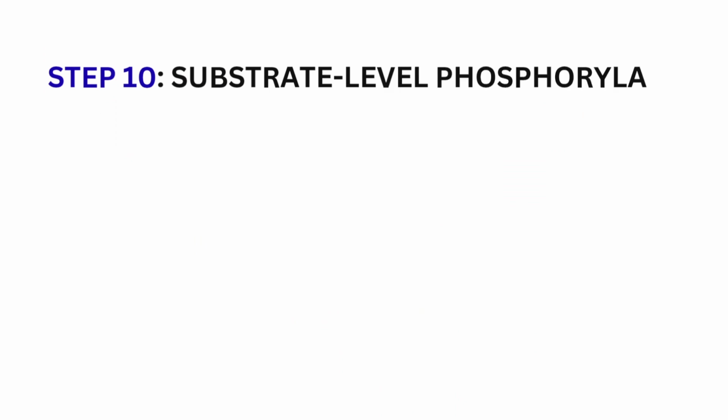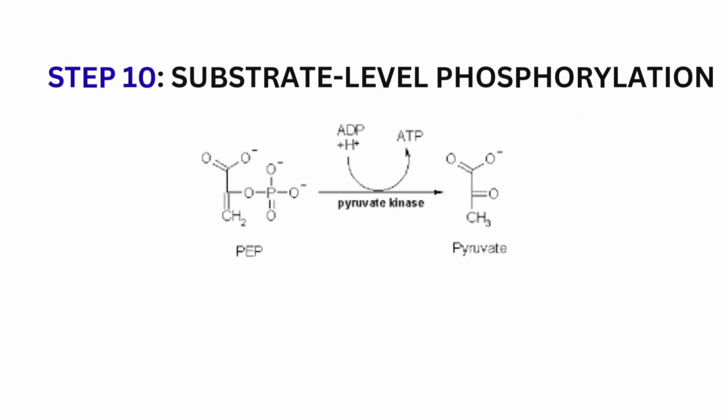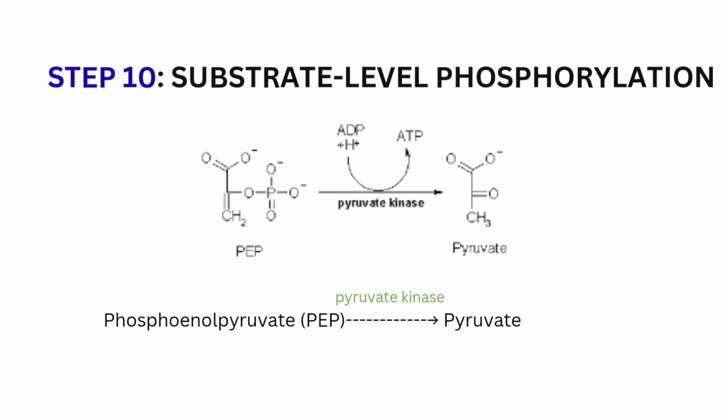Now we have come to the final step of glycolysis, which is again a substrate level phosphorylation reaction. In this step, the high energy phosphate group from phosphoenolpyruvate or PEP is transferred directly to ADP, resulting in the formation of ATP. This reaction is catalyzed by the enzyme pyruvate kinase. Pyruvate kinase requires potassium ion along with either magnesium or manganese for its activity.